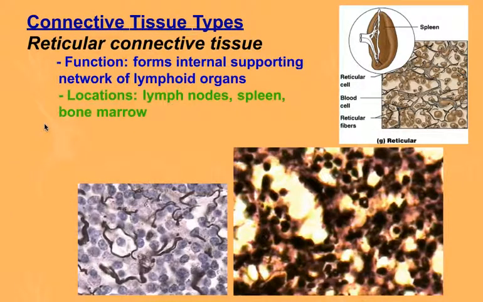The next type of connective tissue is called reticular connective tissue. This is going to form sort of a support network for your lymph vessels and your other lymphoid organs. You'll find these in places like your lymph nodes, your spleen, and your bone marrow.